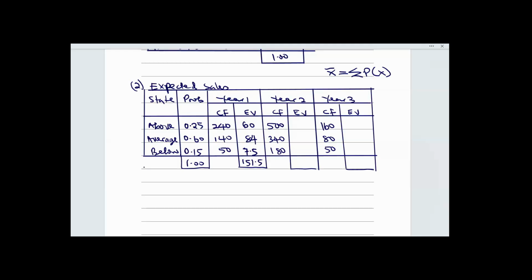I will then move to year 2. 0.25 multiplied by 500 is 125. 0.6 multiplied by 340 is 204. 0.15 multiplied by 180 is 27. Adding the 3 of them together gives 356. We then do year 3, 0.25 multiplied by 160.